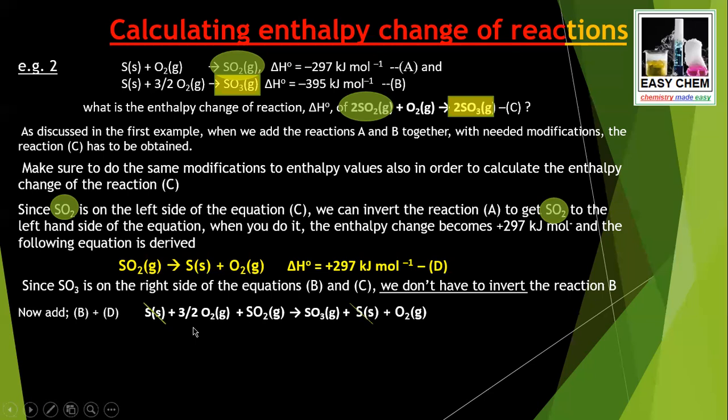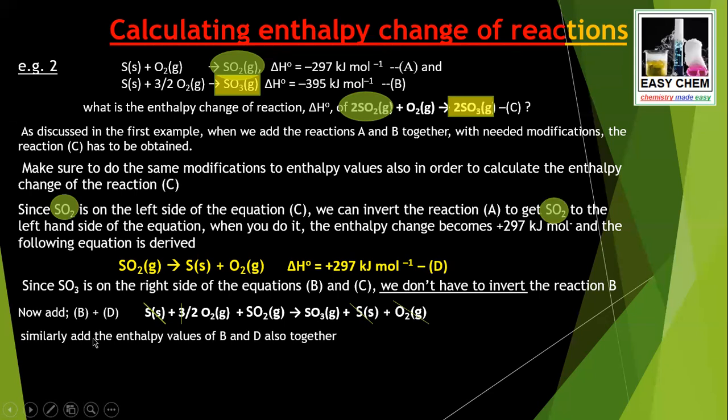How can we do it? The first thing is sulfur can be cancelled out in that manner. And next, we cancel the oxygen on the right-hand side completely with these 3, so we get half oxygen here. Half O2 means 1 oxygen, plus 2 oxygen, you get 3 oxygen on the left-hand side. The right-hand side also has 3 oxygen.